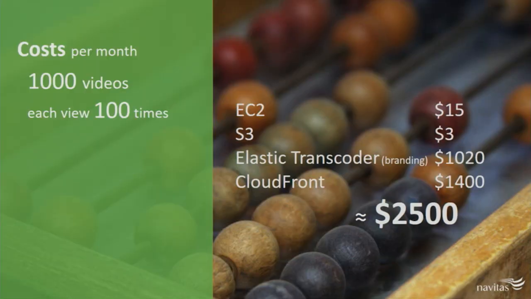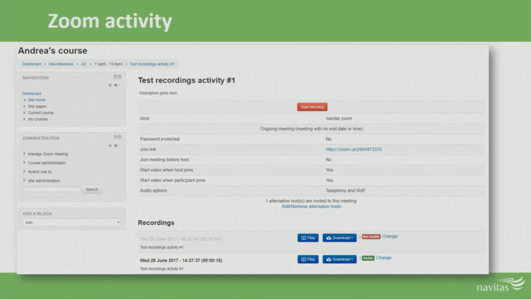So how much does it cost to run that in AWS? Using AWS Calculator, let's take an example. You have 1,000 videos, 1 hour each. Each video is viewed 100 times. It will cost you around $2,500.